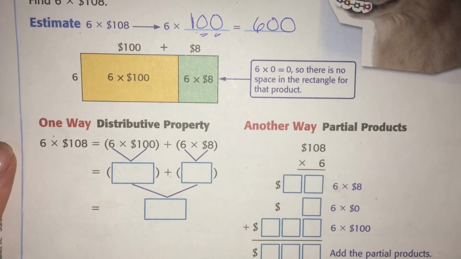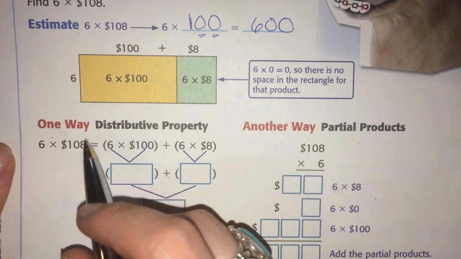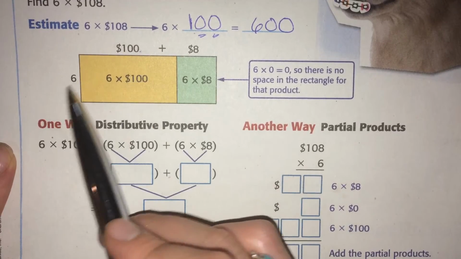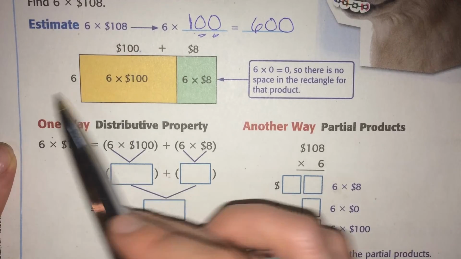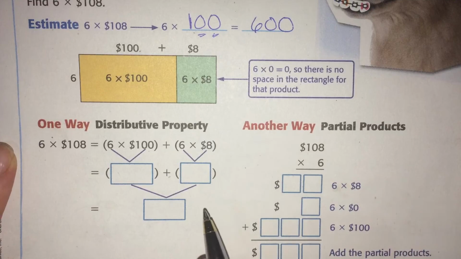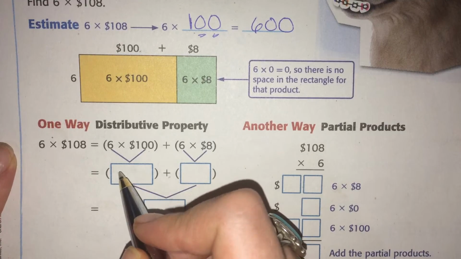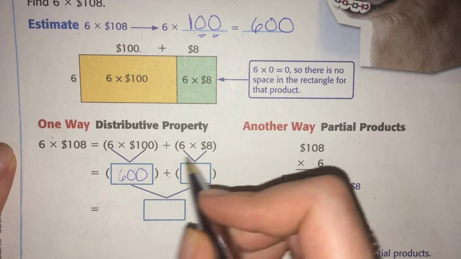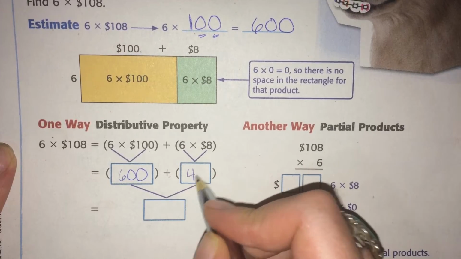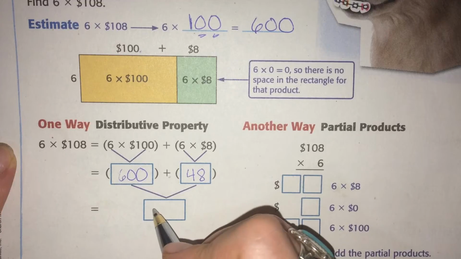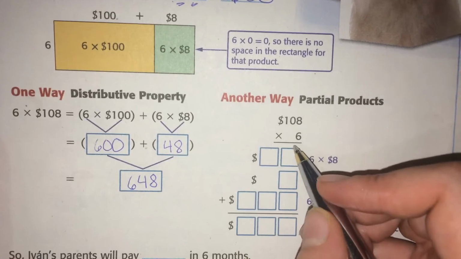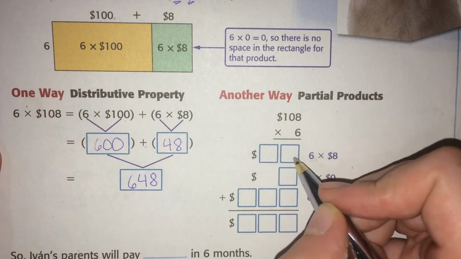Okay, so this is how you do it with partial products. So remember, you break it up into expanded form. So 108: 6 times 100, 6 times 8. Okay, 6 times 100 is 600. And 6 times 8 is 48. Okay, and then you add that, 648. Okay, now let's look at this another way.